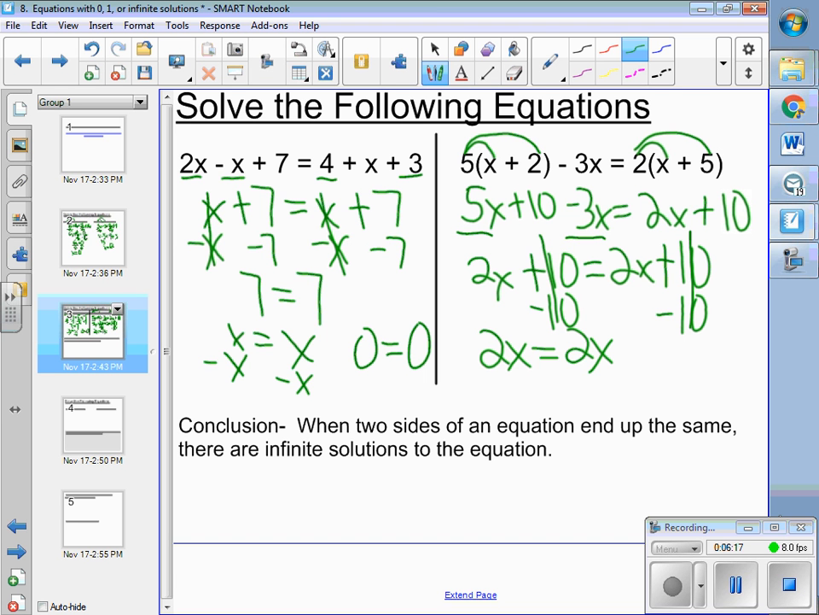So for instance, the first one was 0 equals 0. The second one is 2x equals 2x. Or we could have even left it 2x plus 10 equals 2x plus 10, and you wouldn't have been wrong. The reason I showed you subtracting the 10 from both sides is because I wanted you guys to see how they equal each other. So I just did one more step. But you actually could have stopped at 2x plus 10 equals 2x plus 10, and you would have been correct. All right, next slide.